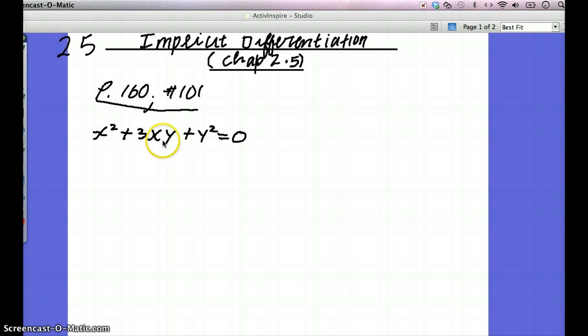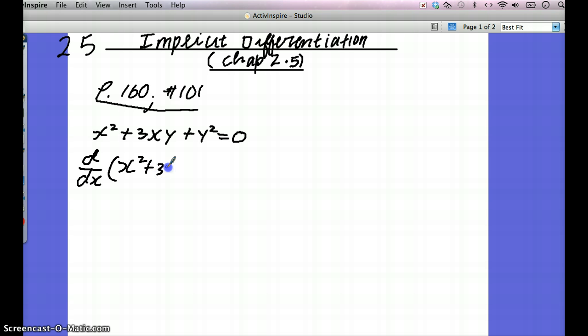Here you can see we clearly have a product. You could make this product x times y with the 3 on the outside, and here this will be simple differentiation with respect to x, and here's differentiation with respect to y. So as I've showed you before, since we're looking for dy by dx, this d dx simply means we're differentiating with respect to x. We're going to do it on the left side, and we'll do it also on the right side.